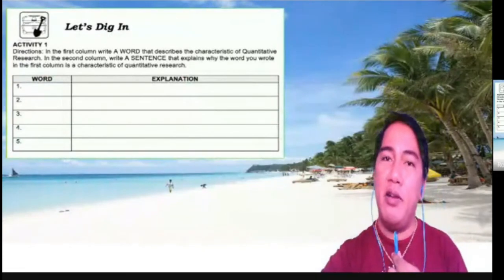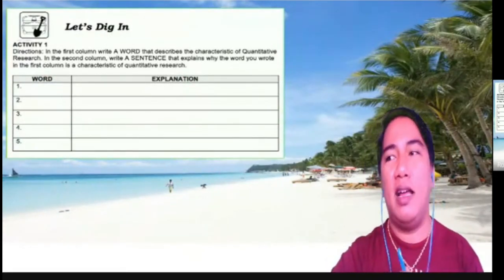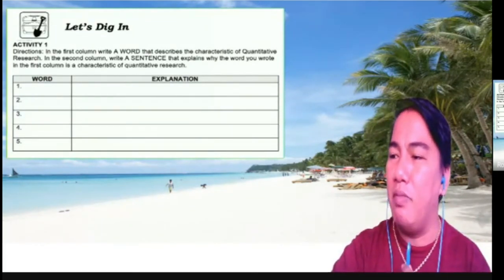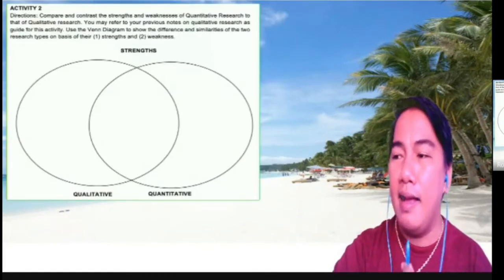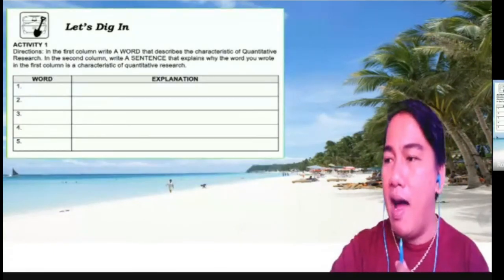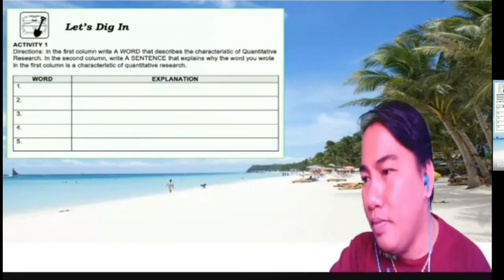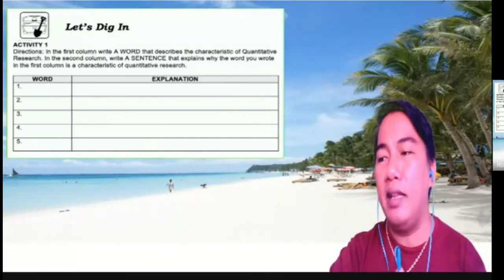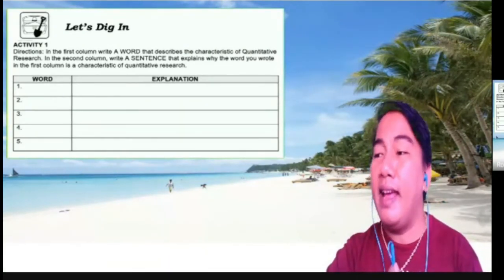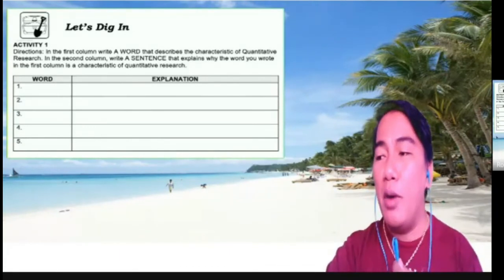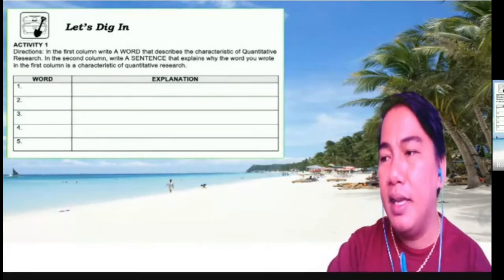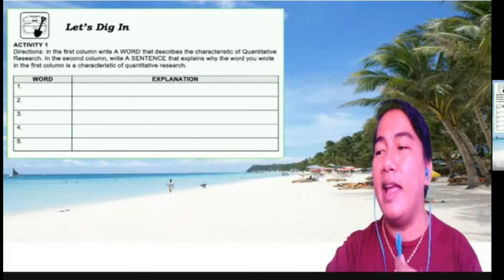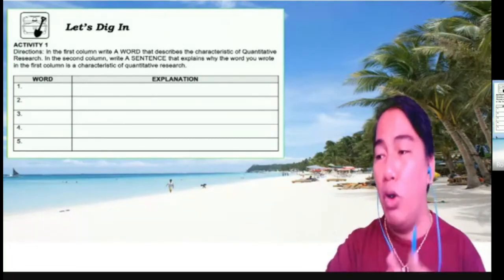Okay, so we're done with the explanation of the whole module. What I want you to do now is answer your module activity 1, activity 2. For activity 1, you're going to write a word that describes the characteristics of quantitative research. Okay, and then explain. Okay, you're going to think 5 words. Okay, and on the second column, write a sentence that explains each word that you wrote.